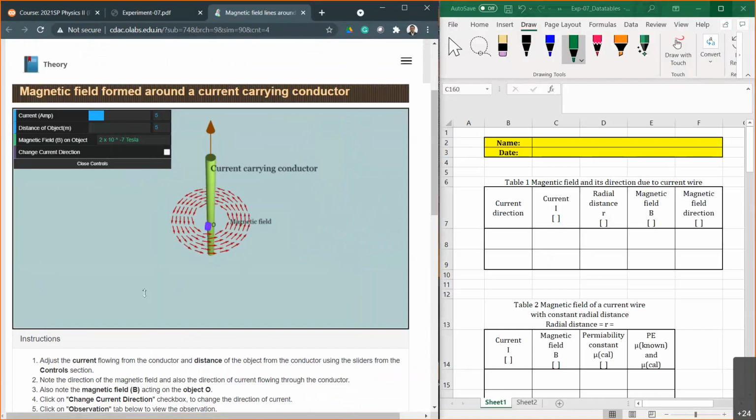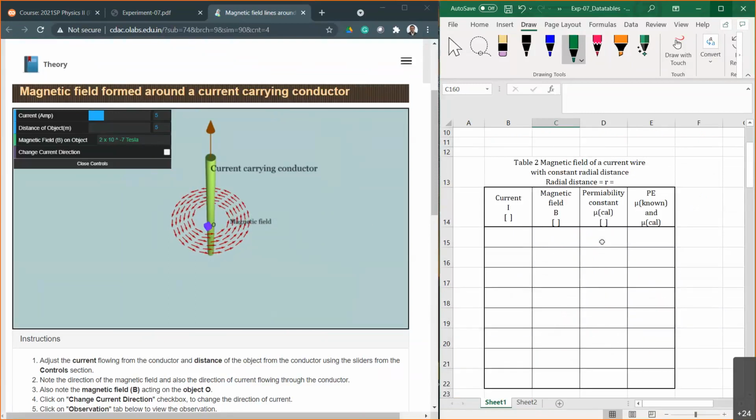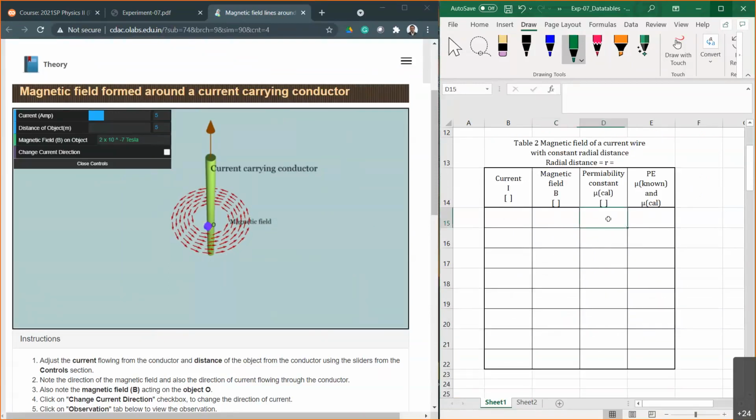Mainly, we can't do much with this simulator, we're just extracting the data and then doing the calculation. Okay. So first we'll take a look at how the magnetic field value changes, or particularly how the magnetic field direction changes with respect to the current, the radial distance, and particularly the current direction. And then after that, in table 2, we'll try to estimate the mu zero, that is the permeability of free space or air, and then compare that with the known value, that is 4 pi times 10 to the negative 7.